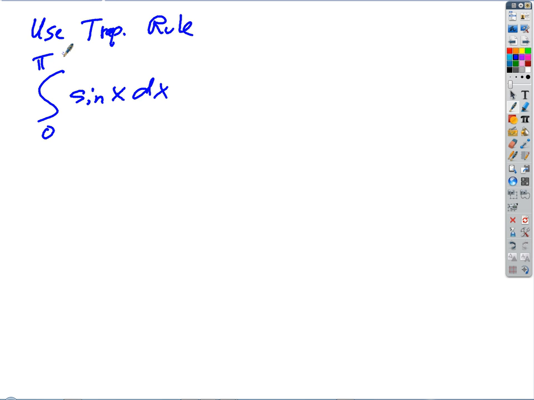Let's try an example. Let's go back to our sine example. If we want to use the trapezoidal rule to approximate that, and let's just use n equals 4. Actually, n equals 4 is boring. Let's do n equals 40. So what would we do? The area by the trapezoidal rule.